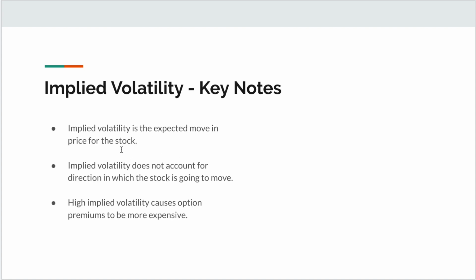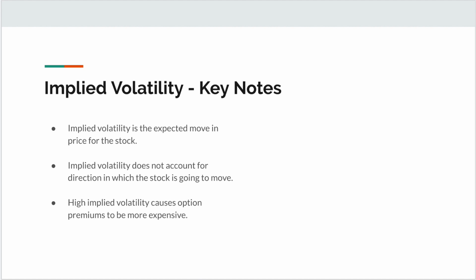So some more key notes. This is just review. Implied volatility is the expected move in the price of a stock. So it's the range that it gives you. Remember, I drew out that poorly drawn example for Apple and the range that it can possibly move in, 68% within the next year. Implied volatility does not account for the direction in which the stock is going to move. Also very important to note, it does not tell you if it's going to go up or down. It just gives you a range of up and down. And high implied volatility causes option premiums to be more expensive. So that was pretty much the gist of implied volatility.